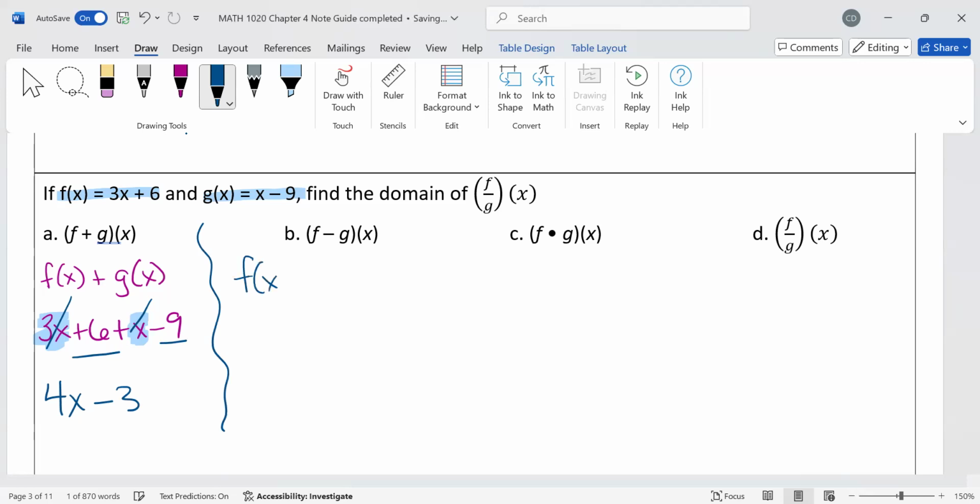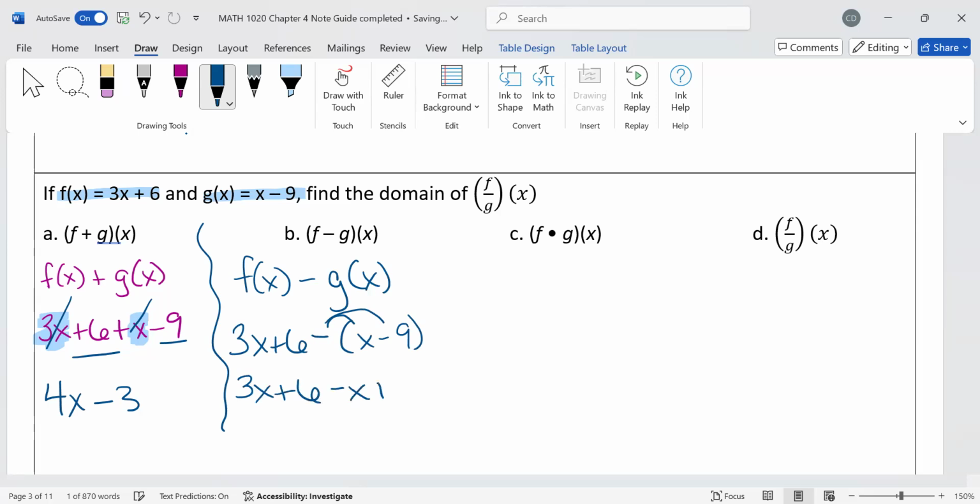Again, we have f of x minus g of x. Write down f of x. And when I subtract g of x, make sure all of it is in parentheses. I need to distribute the negative to what's inside the parentheses, and that just changes signs of everything that's inside the parentheses. So that becomes minus x plus 9.